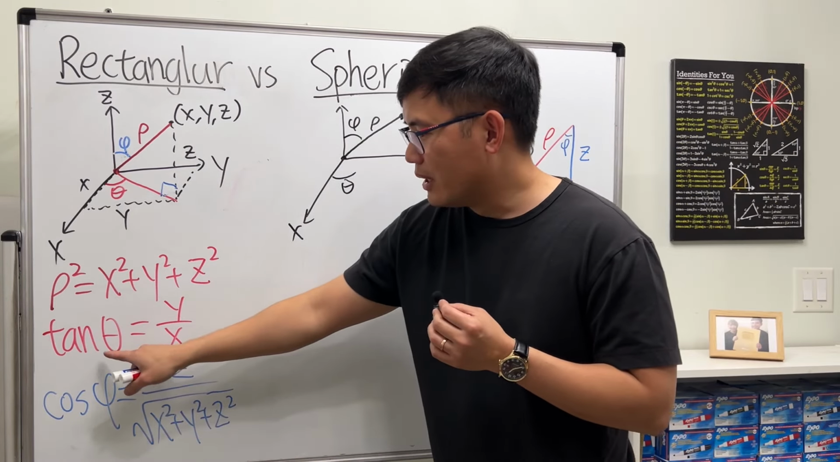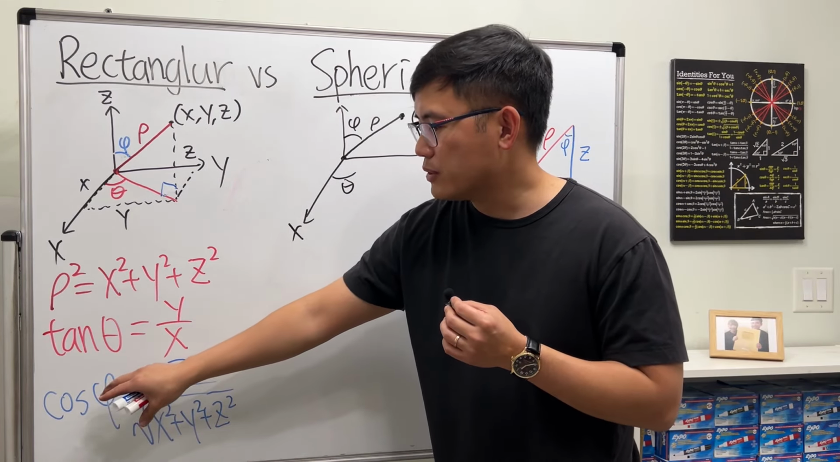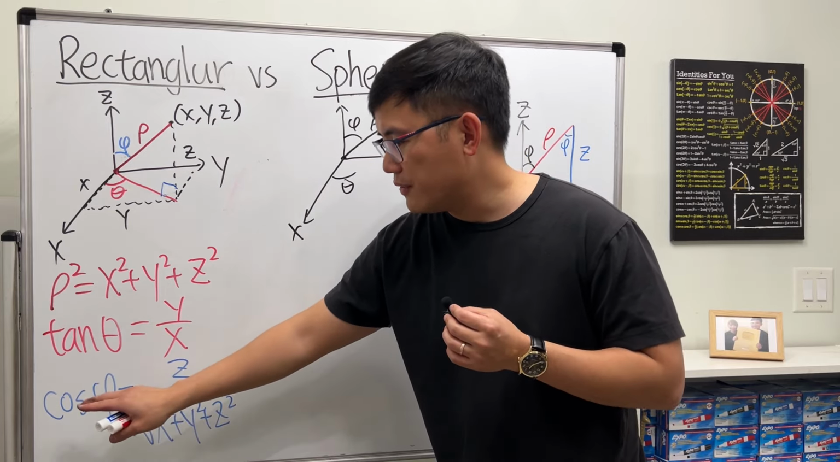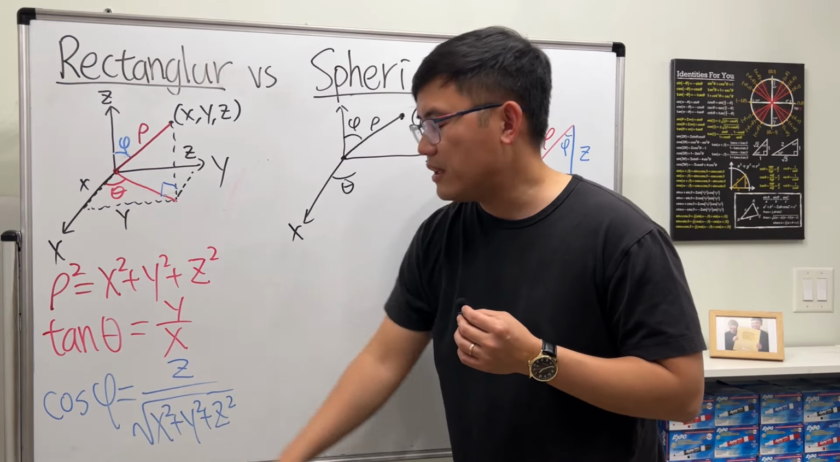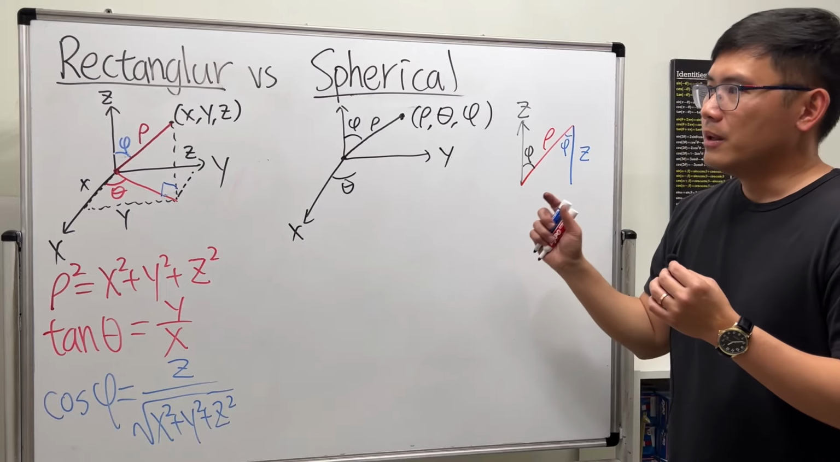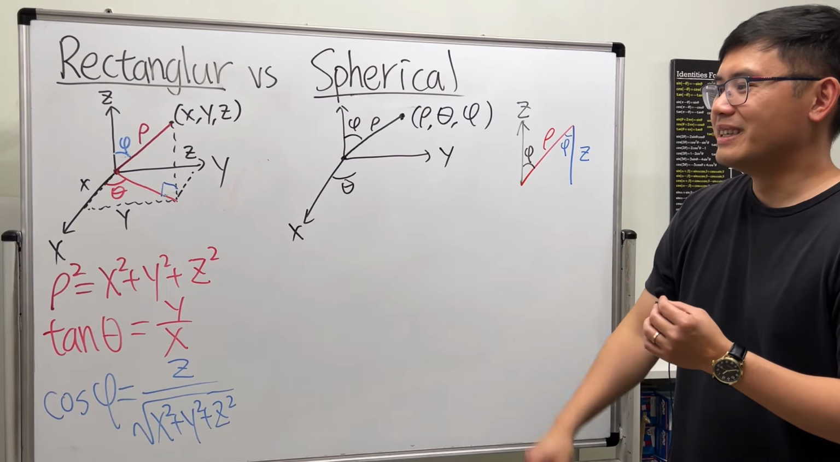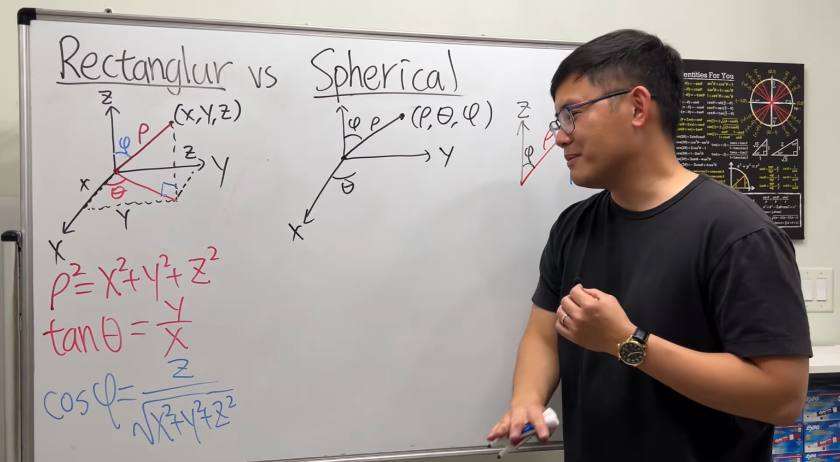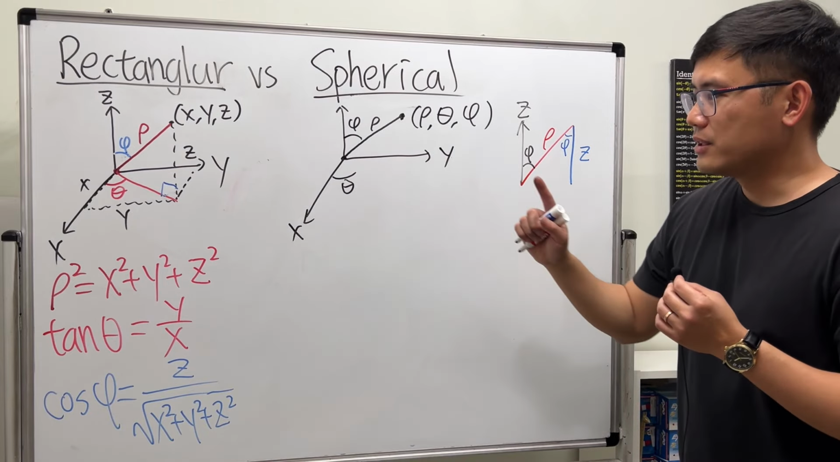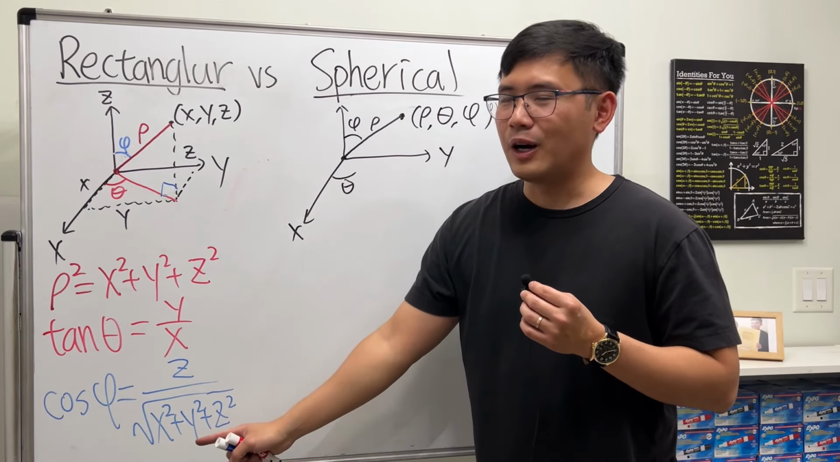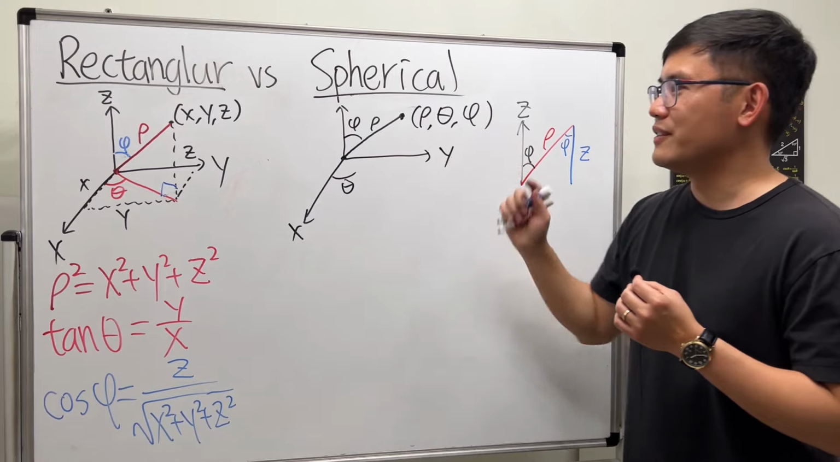And then I'm going to leave this to you guys. Of course, you can also use inverse tangent and inverse cosine to solve for theta and phi, but you have to do it carefully. The best thing is draw pictures, but sometimes it gets extremely tricky, so be careful. Alright, so these three formulas are what we need to go from rectangular to spherical.